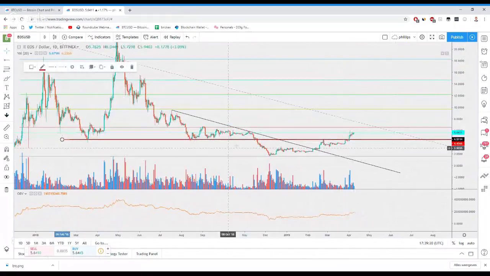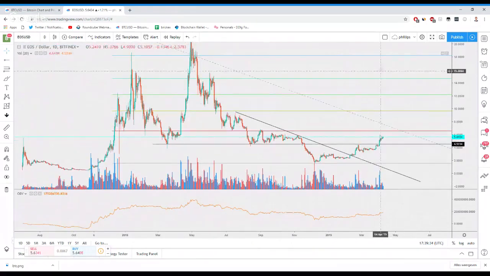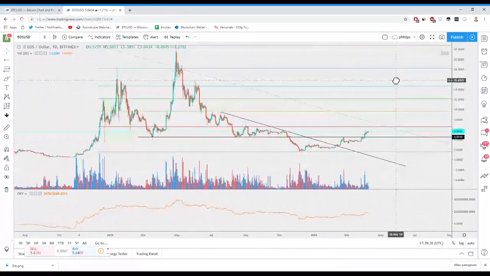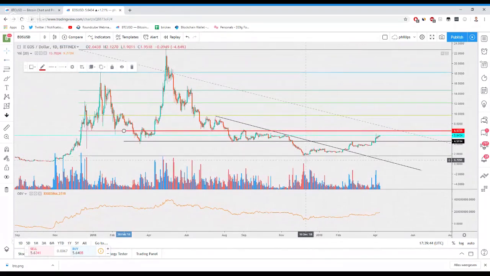Let me just draw that out in red. This was the actual resistance level that we managed to break. And I believe that if EOS was going to go and move further down, it would have done so before breaking this resistance level. Which means we are obliged to look at higher targets. First of all, as I just noted, the first target will be 6.5 US dollars.